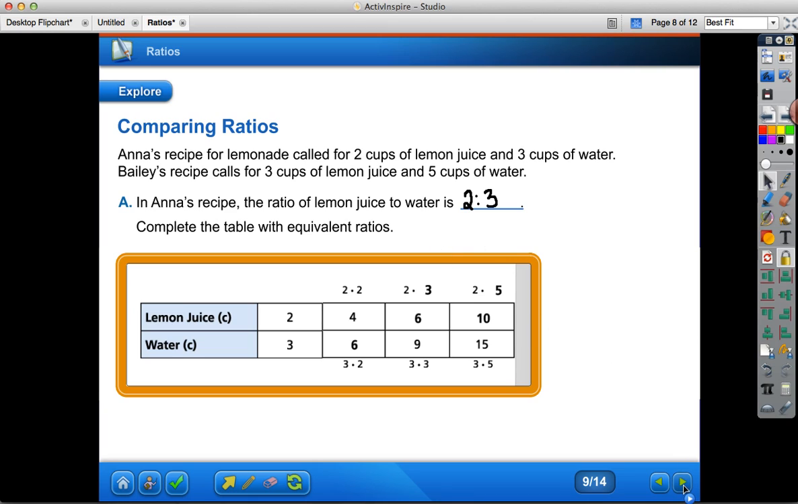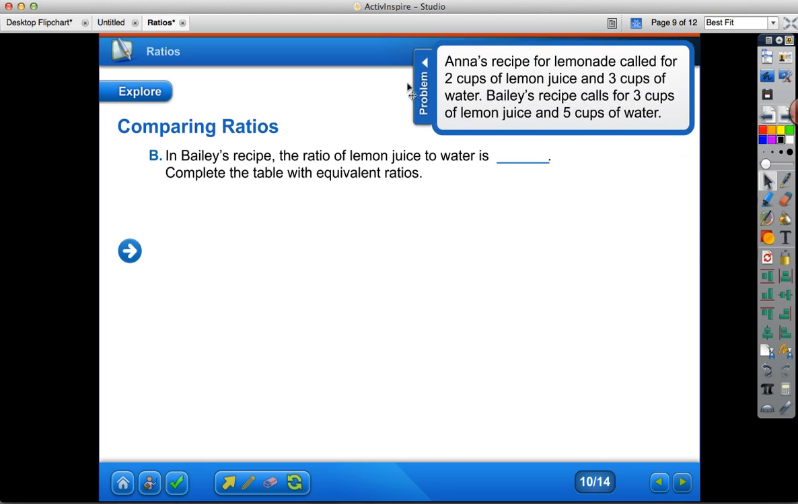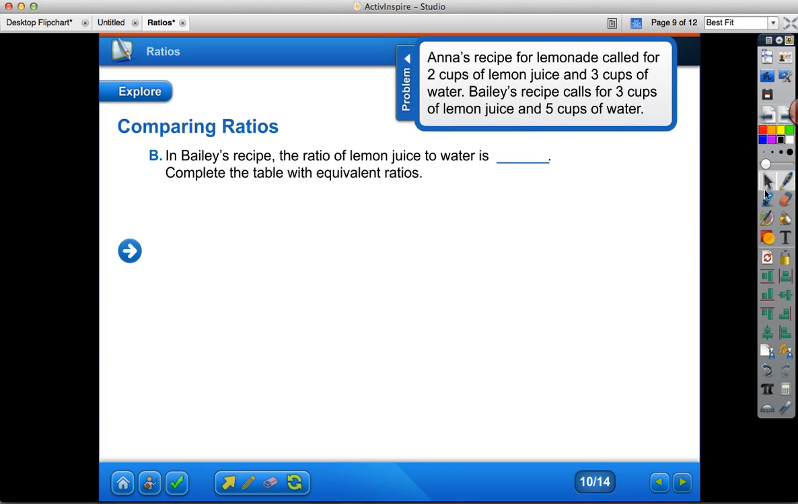If I look at Bailey's recipe, in Bailey's recipe, the ratio is 3 cups of lemon juice to 5 cups of water. Now it's important that I put it in the same order because if I'm comparing Anna's to Bailey's and I change these around, so if I put 5 to 3, then I would be comparing the amount of lemon juice in Anna's to the amount of water in Bailey's. And that's not going to work out well for us. Then we're comparing two completely different things.